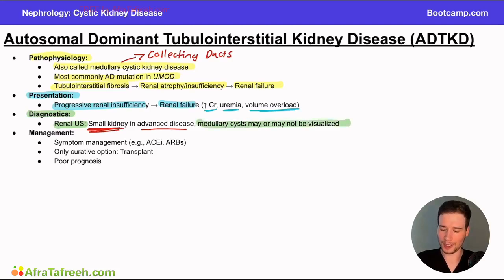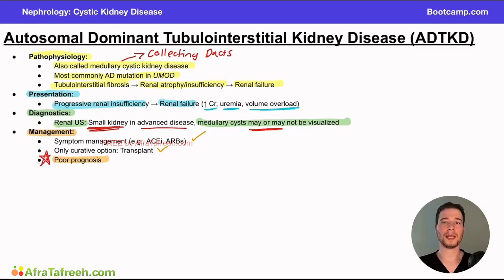May or may not be visualized, but if you see atrophy to the kidneys along with this progressive kidney disease, it's something to be mindful of. Particularly if the question tells you about a family history, right? Why is that so useful? Because this is an autosomal dominant condition. We expect to see it in multiple generations of a patient's family. And management of these patients is going to be very similar to what we've talked about previously. So if you haven't seen the two previous videos, go ahead and check those out. We went in detail on all of these things. ACE inhibitors, ARBs, only curative thing is going to be a transplant. And overall, these patients have a pretty poor prognosis.